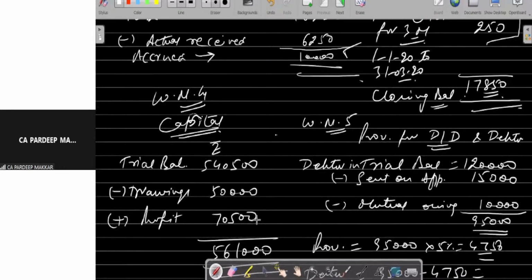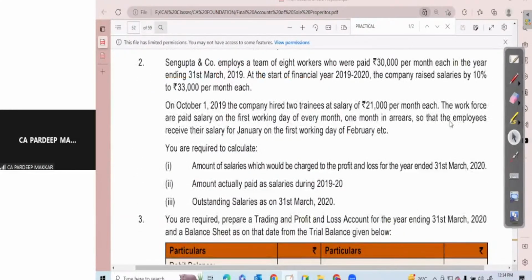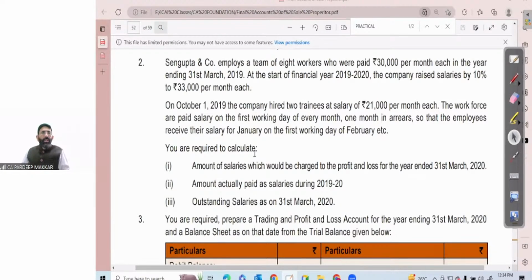So I think all of you have done it. See question number 2. Question number 2 is also good. Sen Gupta and company employs a team of 8 workers who were paid 30,000 per month salary, each in the year ending 31st of March 2019. At the start of the next year, the company raised salary by 10%.